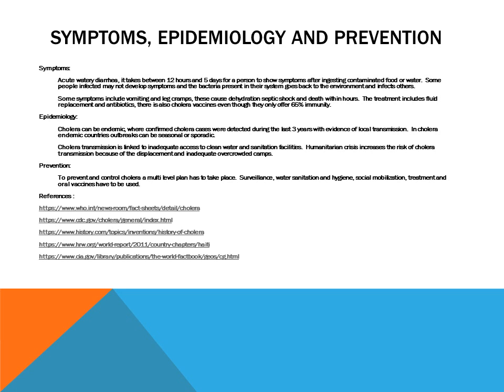And cholera can be endemic, where confirmed cholera cases were detected during the last 2 years with evidence of local transmission. In cholera endemic countries, outbreaks can be seasonal or sporadic. Cholera transmission is linked to inadequate access to clean water and sanitation facilities. Humanitarian crisis increases the risk of cholera, like we saw in Haiti and like we saw in the Democratic Republic of the Congo in 1994, when the refugees came into that country. So displacement and inadequate, overcrowded conditions are a major risk factor for cholera.